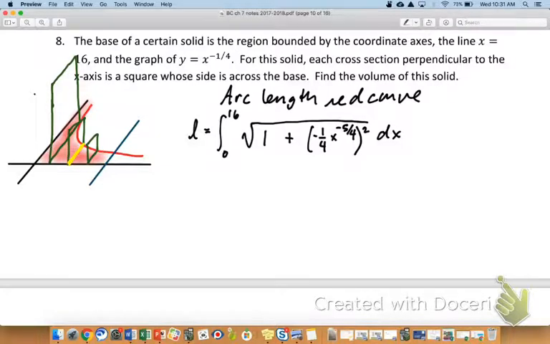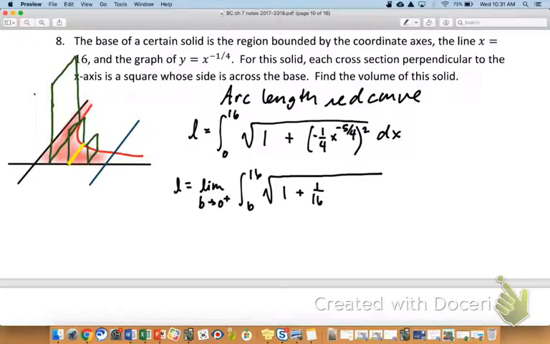So let's see here. How does this play out? First of all, it'd be the limit as b approaches 0 from the right again. Integral from b to 16, square root of 1 plus 1/16 x to the negative 5/2. You just know the casual x to the negative 5/2. Right, no biggie.